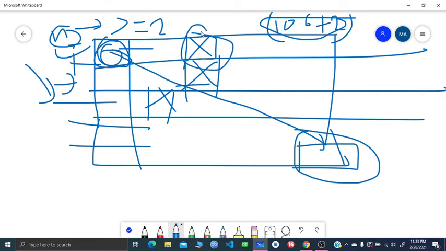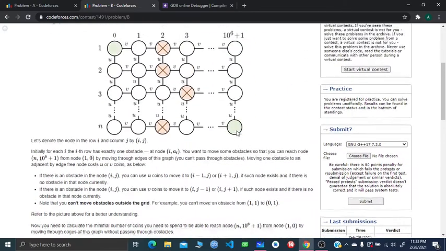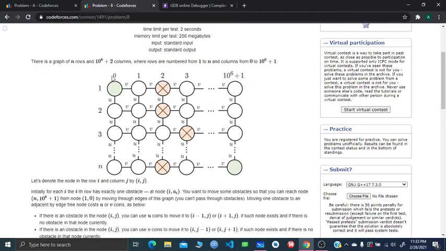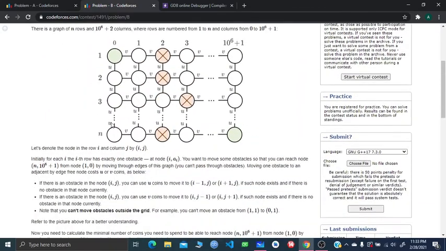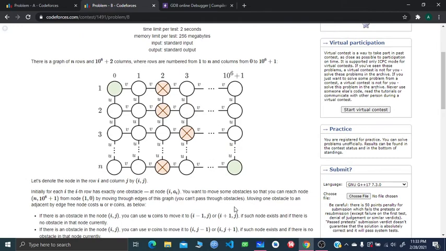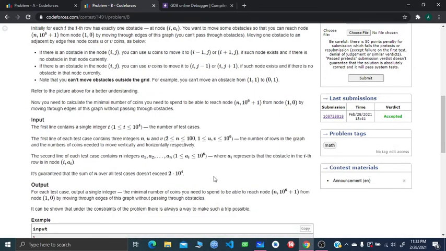This blockage's column number is what I didn't pay attention to, because in the constraint, if you look closely, A_i is from 1 up to 10 to the power 6, and they have also denoted columns from 0 to 10 to the power 6 plus 1, which is totally 10 to the power 6 plus 2. If I now pay attention here, I can say that the block won't be in the first column and the last column. That's what I was missing.